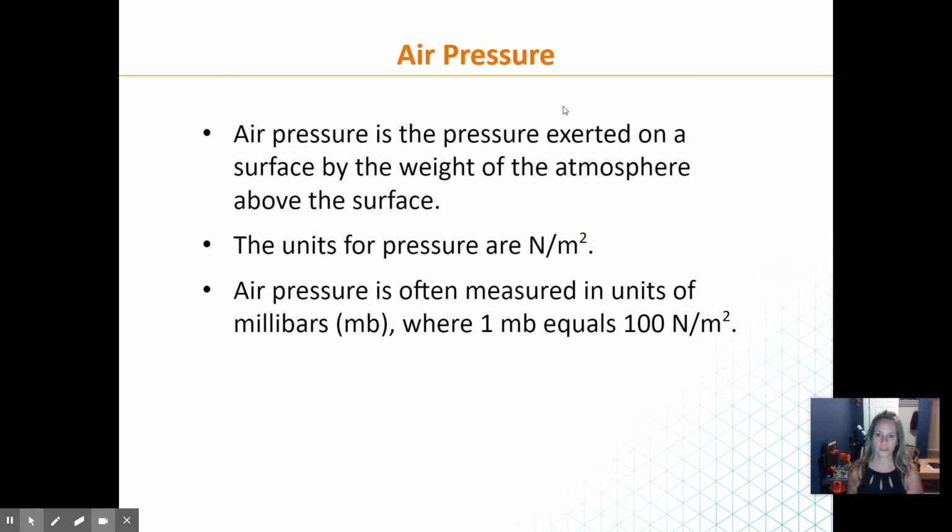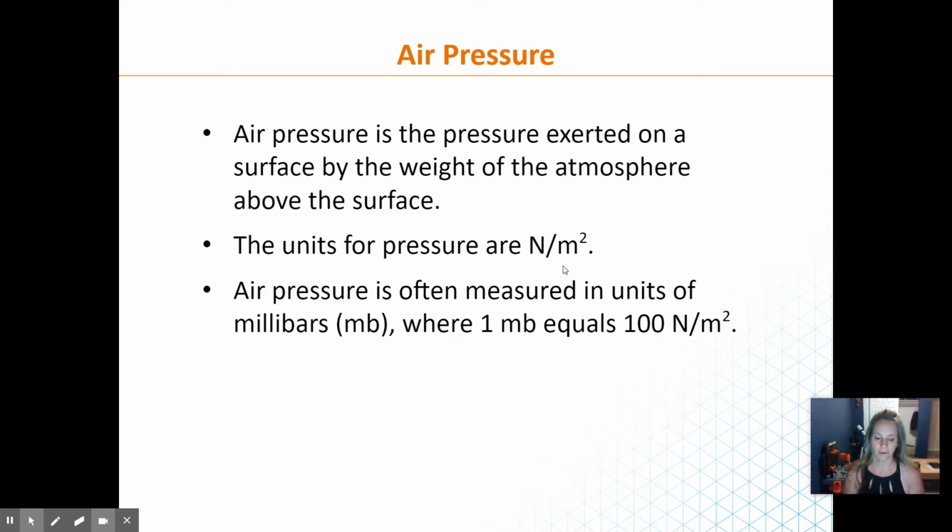All right, so air pressure. Air pressure is measured in newtons per meter squared. So N stands for Newton, and then meters squared. If we look at air pressure, it is the highest at the surface, at sea level, because you have the weight of the whole atmosphere pushing down on you. The higher up you get, the less air pressure you get because there is less air above you.